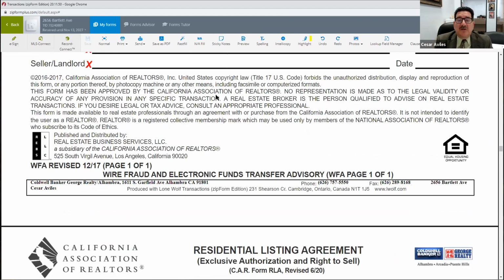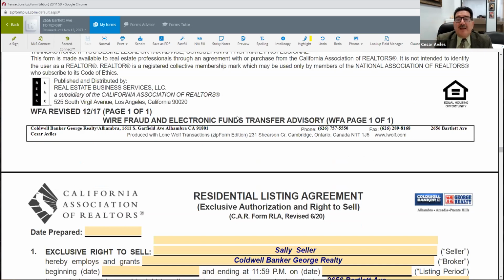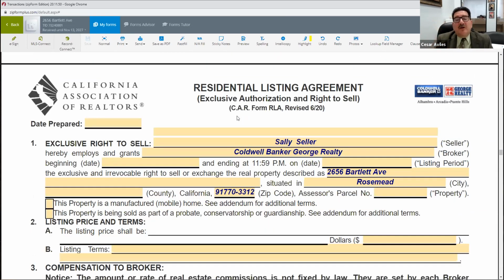Buyers, the same thing. You need to give this form to the buyer. So right here, I'm going to stop a little bit. I'm just going to show you the residential listing agreement. It's an agreement between the owner of a property, a seller, that is hiring Coldwell Banker George Realty. The seller is hiring the broker through you to sell the property.